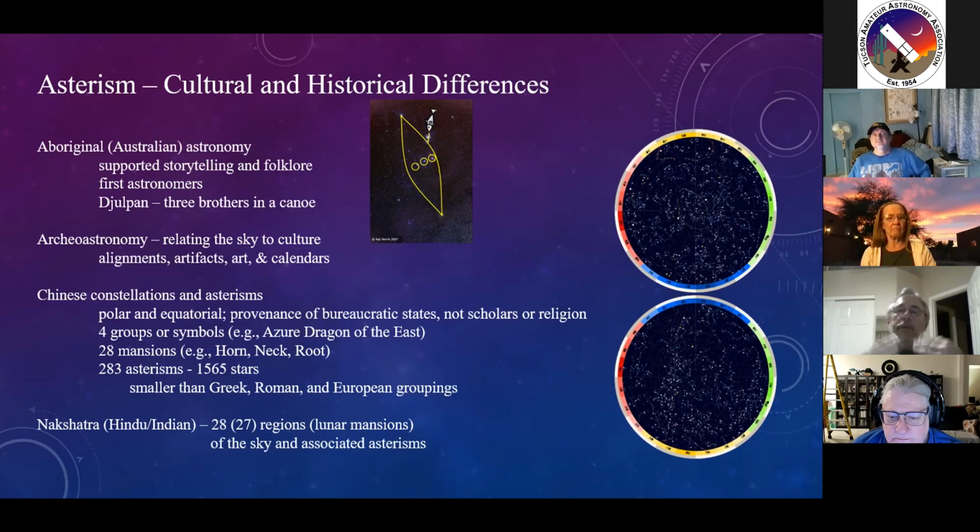And so typically that's how a lot of the Aboriginal patterns were developed. They were used in storytelling and folklore and were passed from generation to generation. And taking a little bit of a sidelight here with respect to cultural differences, there's a certain branch of astronomy or a specialty of study, archaeoastronomy, which relates the sky to culture, alignments, artifacts, art, and calendars in different cultures. Because of course, prior to the previous century, a lot of these patterns in the sky had differences depending on what part of the world you were in.